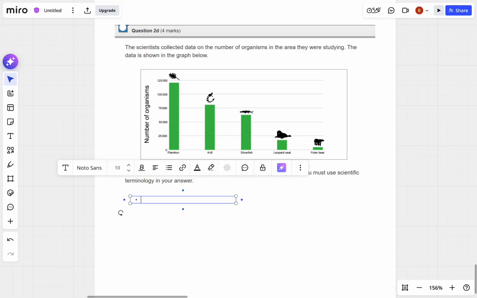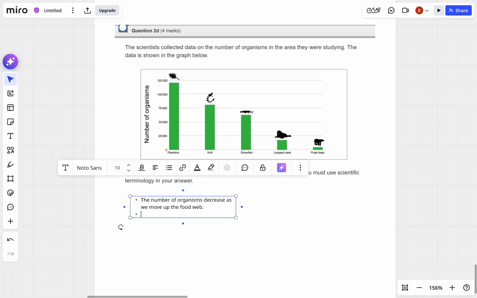So first things first, from the graph we can observe the trends. We can see that the number of organisms decrease as we move up the food chain. And just write that the number of organisms decrease as we move up the food chain, so the food web.